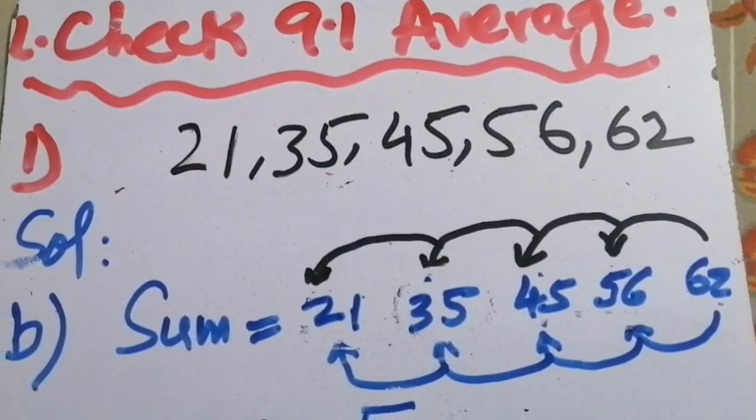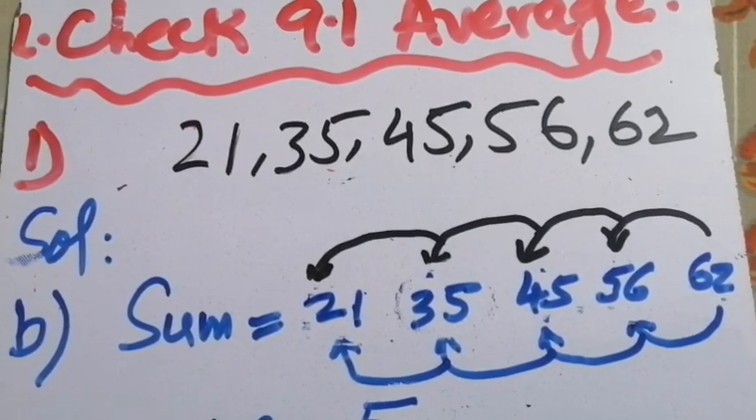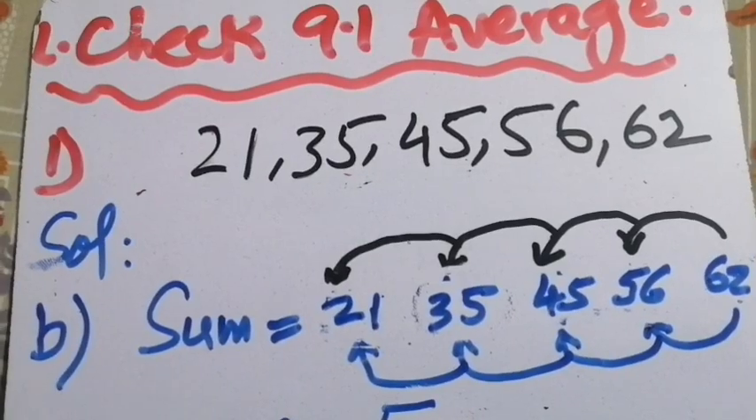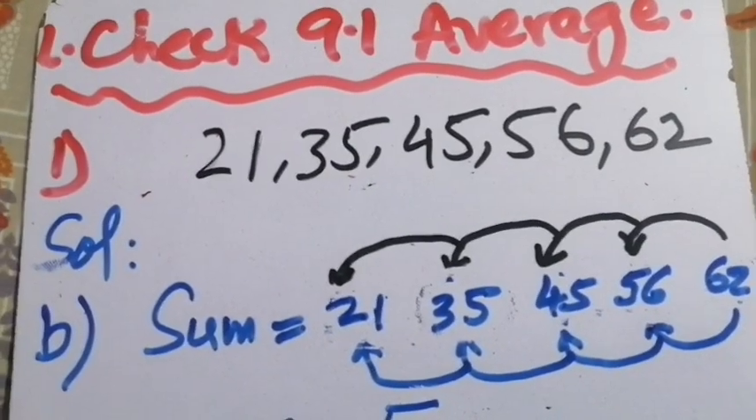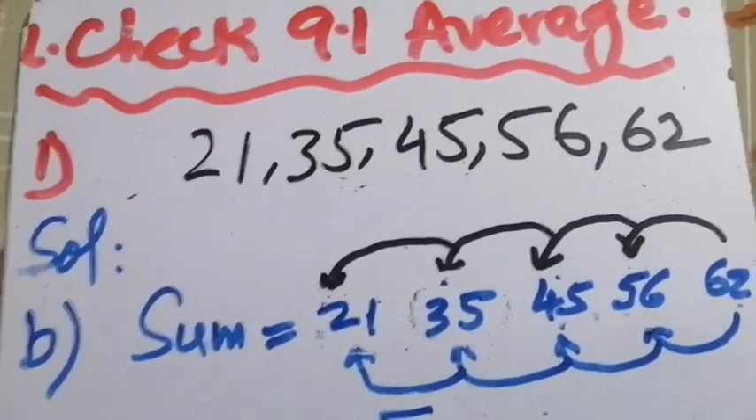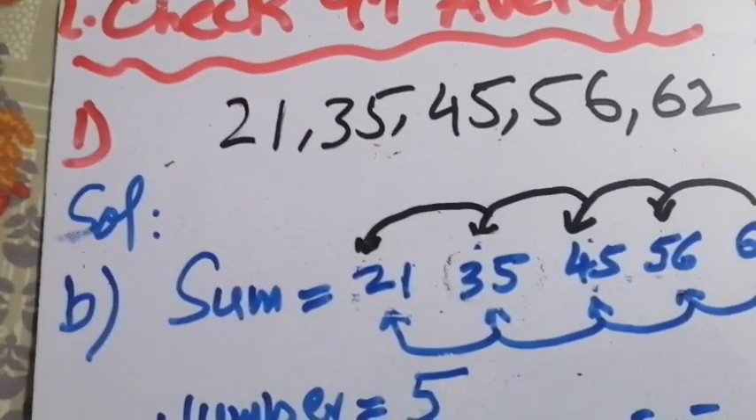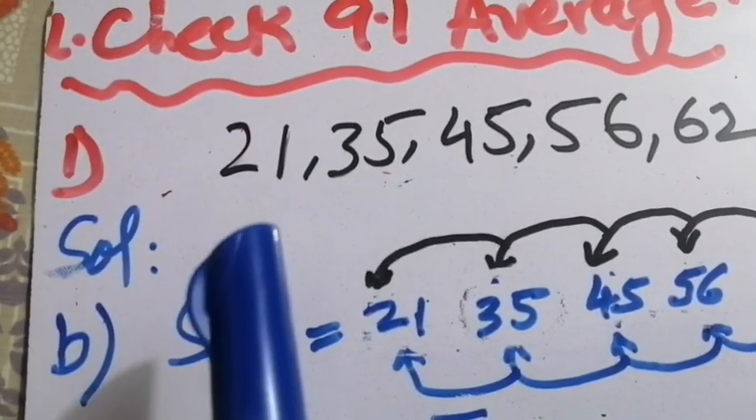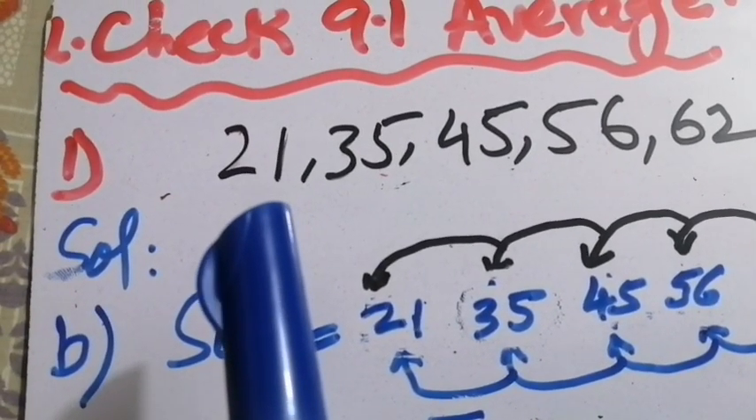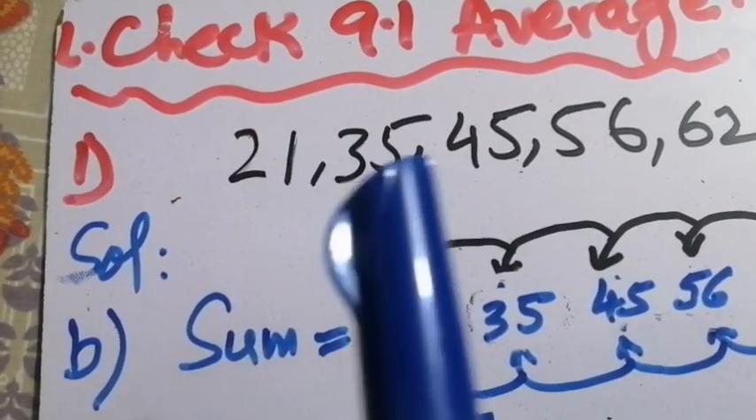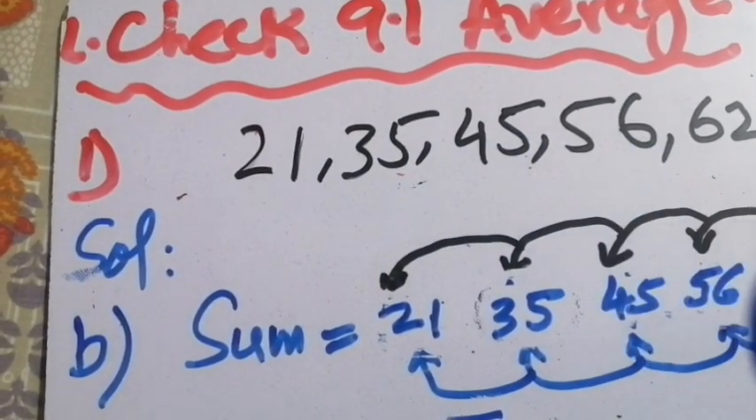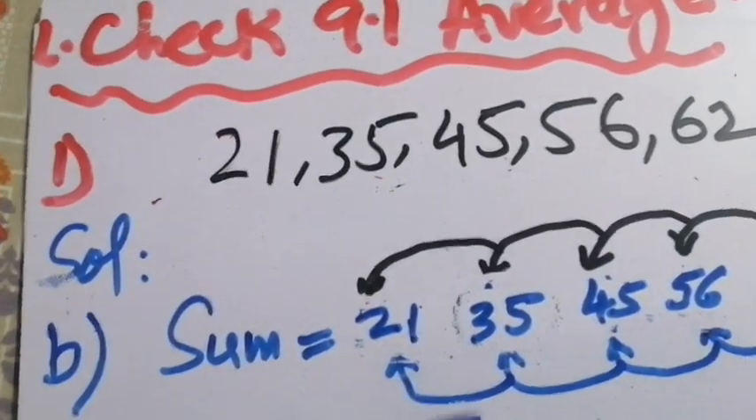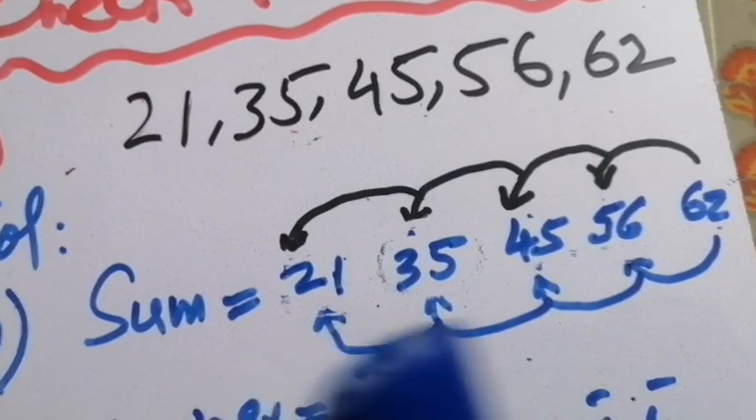Now we'll go for part B. Its values are 21, 35, 45, 56 and 62. And we will sum up all these values, and we'll count how many quantities there are: 1, 2, 3, 4 and 5. So 5 quantities, and we are going to add up these quantities.